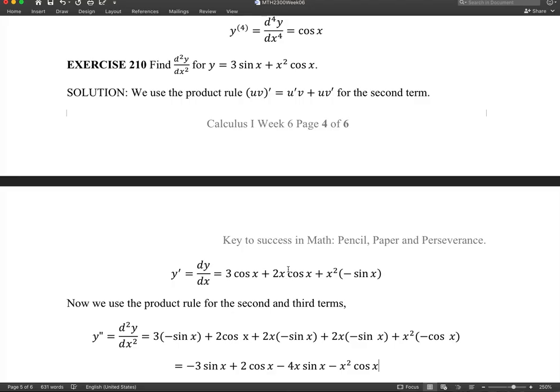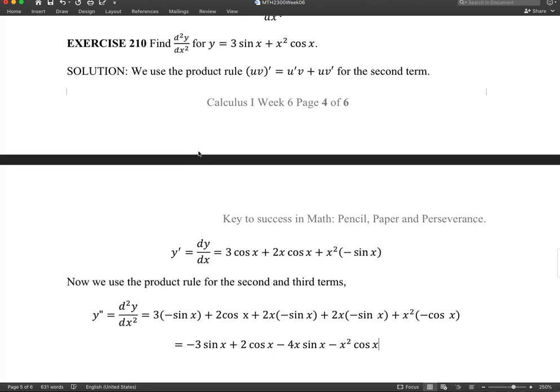And again, this is one of the homework problems, number 210. If needed, do take a look to see if this is helpful or useful.